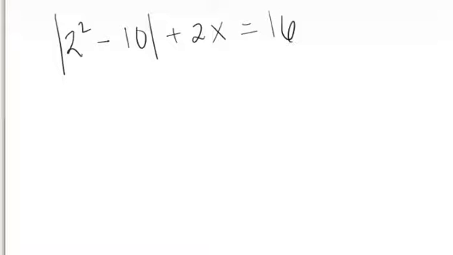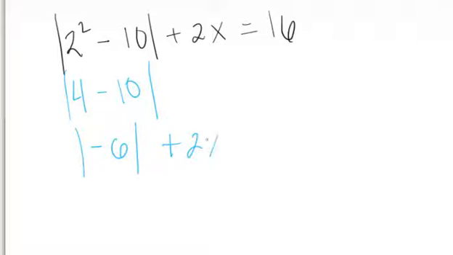Another absolute value, this time it's an equals, an equation. Okay? But we know something different. There's no x in here, so I can actually evaluate this. 2 squared is going to be 4 minus 10. 4 minus 10 is going to be a negative 6 plus 6x equals 16. From here, the absolute value of 6, well, what's the distance? How far is negative 6 from 0? It is 6 units.